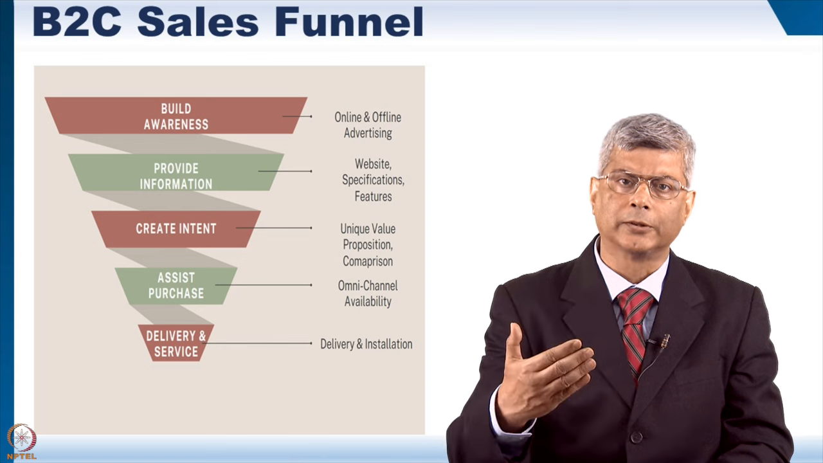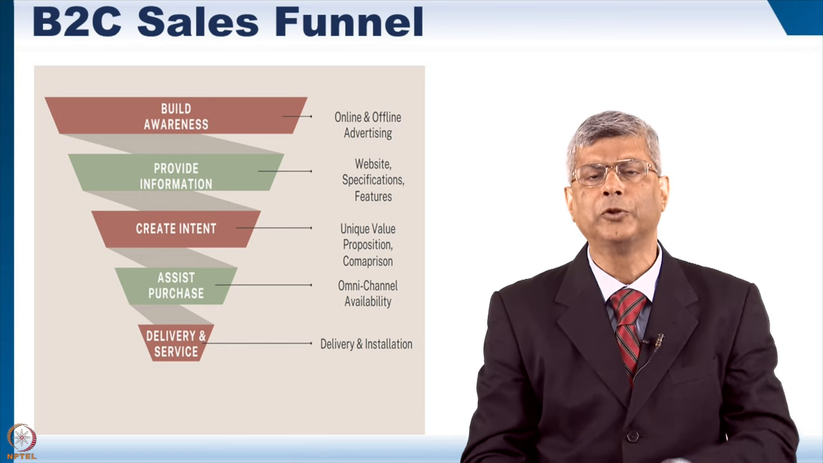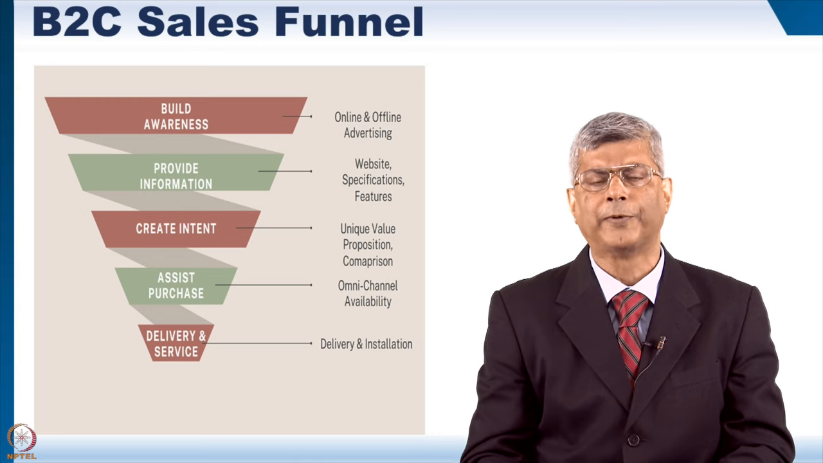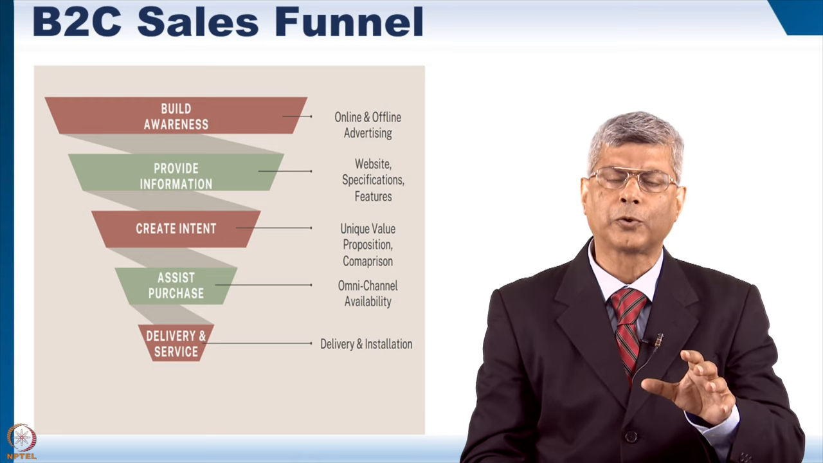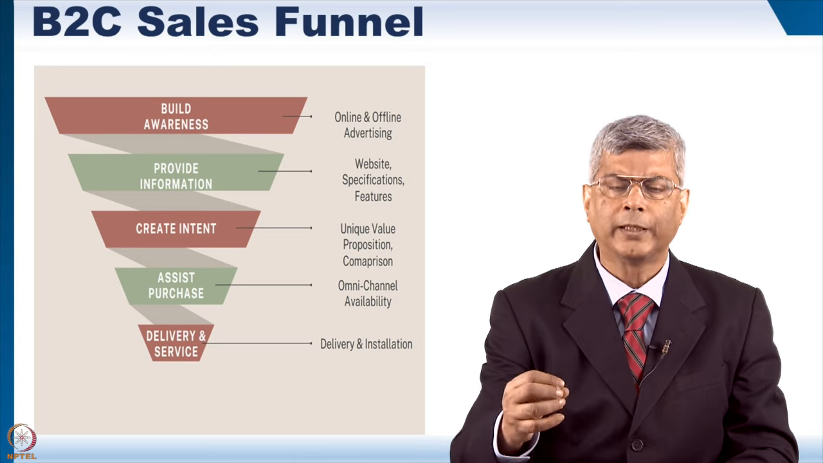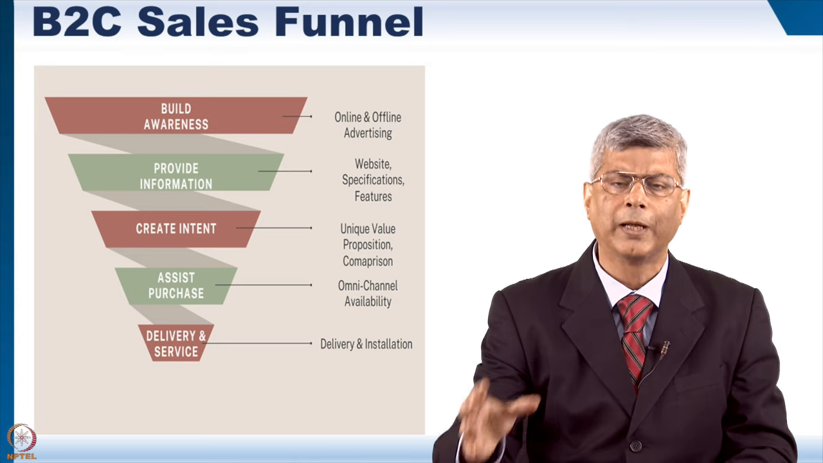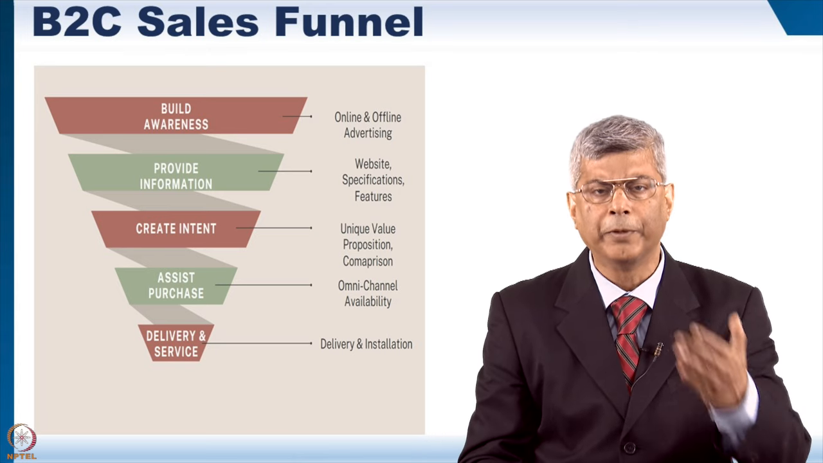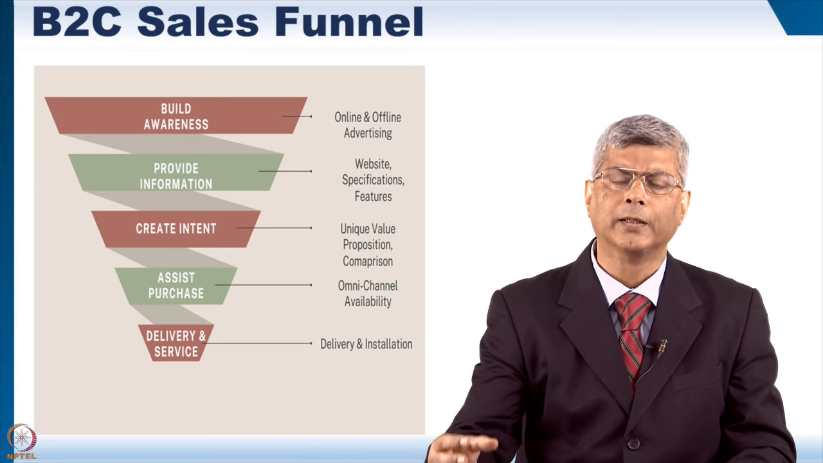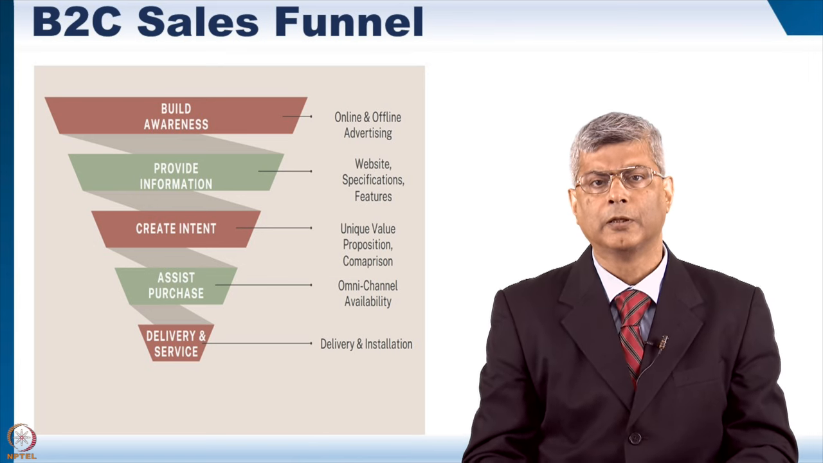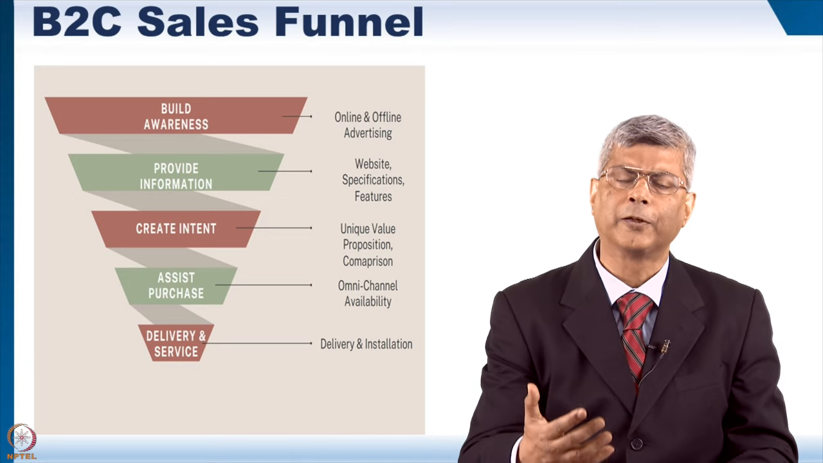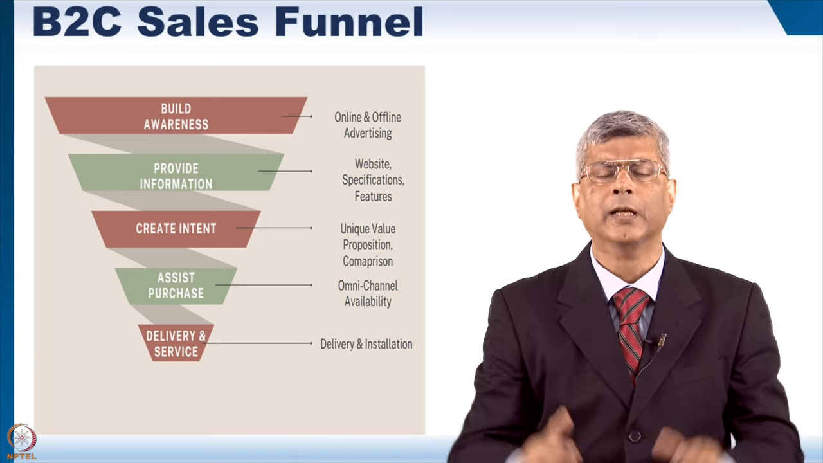So it starts with building awareness. So you may be targeting 1 crore or 10 million farmers, 1 crore or 10 million students, 20 crore or 200 million women, 5 crores or 50 million old people or students. So first you have to build awareness. They're not aware of your product. So you have to build the awareness. So that's step one.